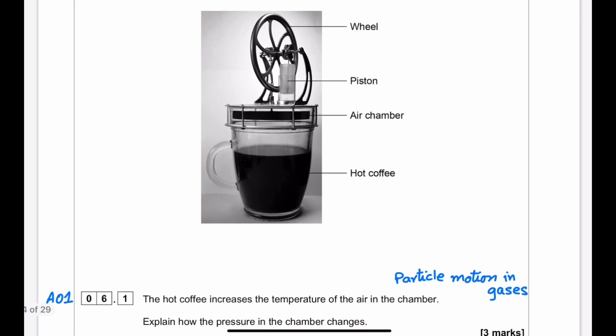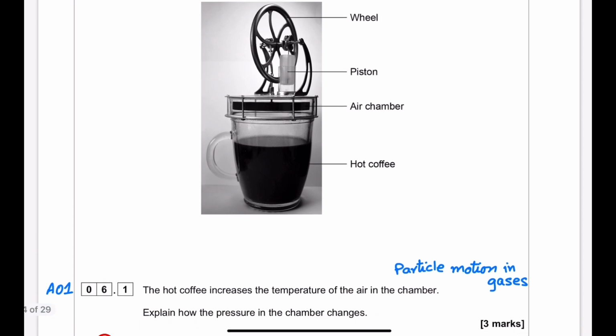If you look here at question number 6.1, it is an A1 question. The hot coffee increases the temperature of the air in the chamber. Explain how the pressure in the chamber changes. We know that the air molecules are becoming less dense. They're becoming lightweight. As a result, they will try to rise upward.